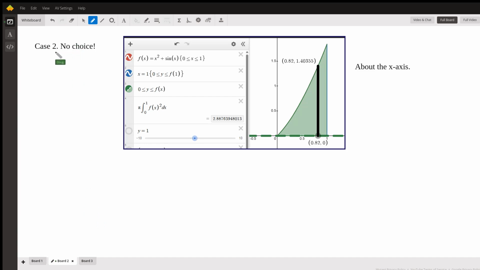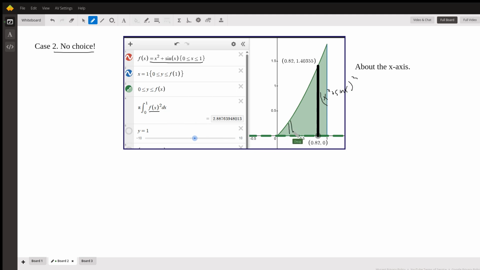Case 2. What if you've got no choice? What would that be? Well, x squared plus sine of x. That's this curve right here. Let's say I'm going to revolve that about the x-axis. Well, I've already got y in terms of x. So the height of the shell is x squared plus sine of x. I just need to square that, which is what I've got right here, dx from 0 to 1.